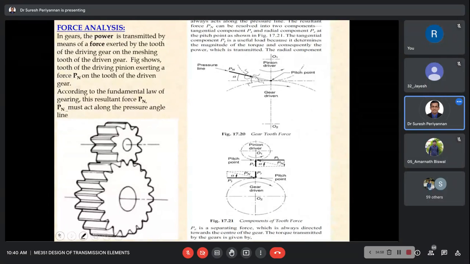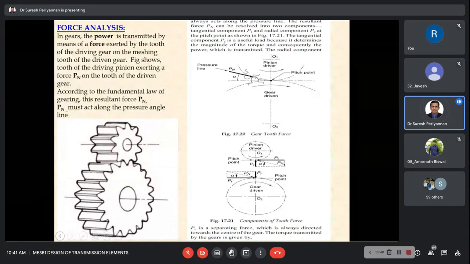Do you have any doubt? Please go ahead. Now we have entered into force analysis. Later, once we complete this, we will enter into gear design based on beam strength, then gear design based on wear strength. If you have any doubt, please go ahead. I can clarify it and we can move to this content. Hello? Shall we move to this? Yes, sir.